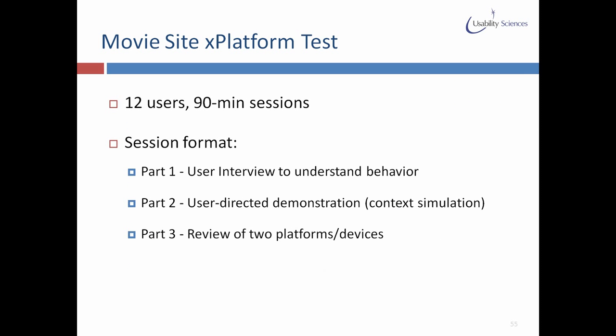So we recruited 12 users, and we did 90-minute sessions, and we broke each session into 3 parts. We spent a little time interviewing the users to really understand their behavior and their background and how they approach the whole movie-going experience. We then had them demonstrate some of these activities on any platform they wished. So we brought them in, we put them in front of all 3 platforms, the mobile, the tablet, and the desktop, and we turned it over to them. And they could go to any site or use any app that they typically use and just really paint the picture of where they might be in their day and what they might be doing and how they'd be using the sites on these different devices.